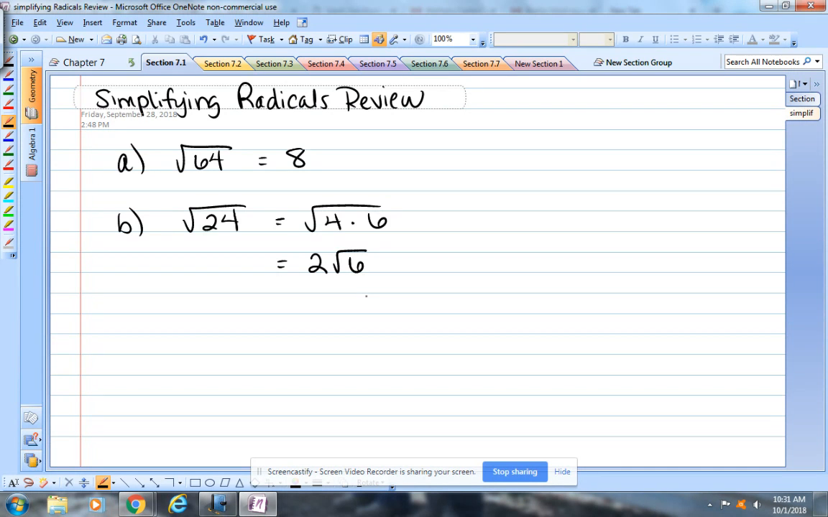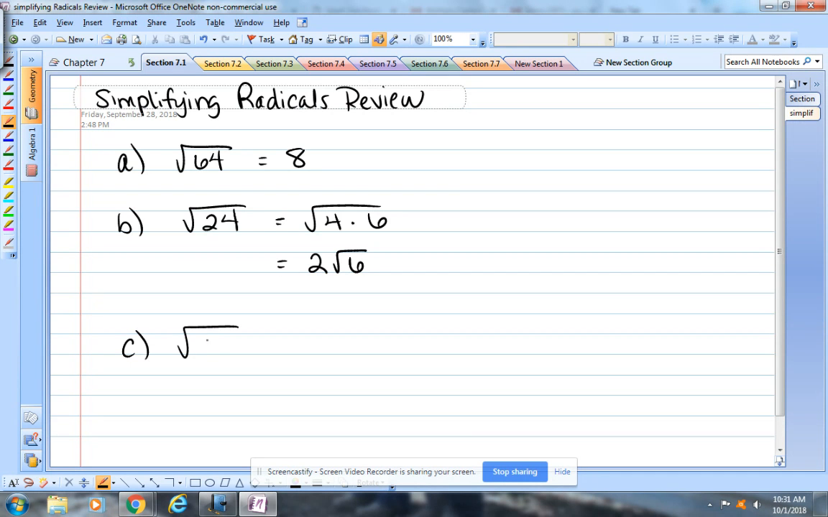So the square root gets pulled to the outside. The leftovers stay under the radical. We call that part the radicand. The stuff underneath the radical is called a radicand. The stuff on the outside is treated as a coefficient. Okay? All right. Let me think of another one.